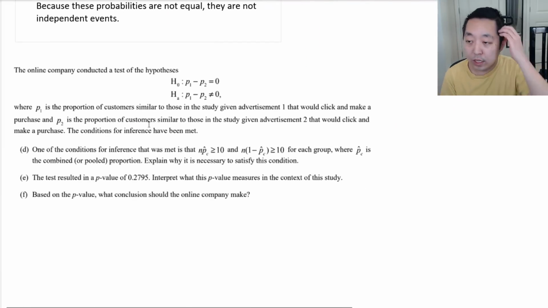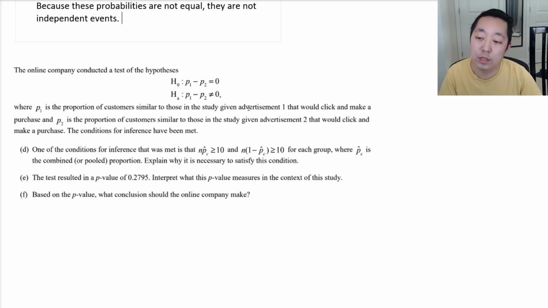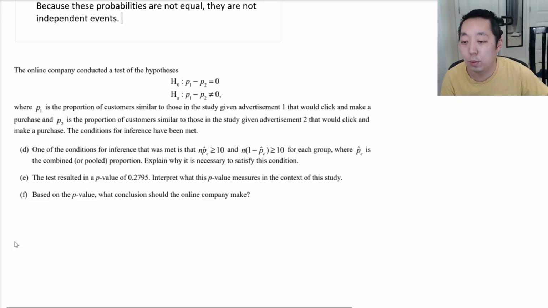Okay. So the online company conducted a test of hypotheses: P1 minus P2 equals 0, and P1 minus P2 not equal to 0. That means the difference in proportions, where P1 is the proportion of customers similar to those in the study given advertisement 1 that would click and make a purchase, and P2 is the proportion of customers similar to those in the study given advertisement 2 that would click and make a purchase. The conditions for inference have been met. One of the conditions was that n times PC is greater than or equal to 10 and n times 1 minus PC is greater than or equal to 10, where PC is the combined or pooled proportion. Explain why it's necessary to satisfy this condition.